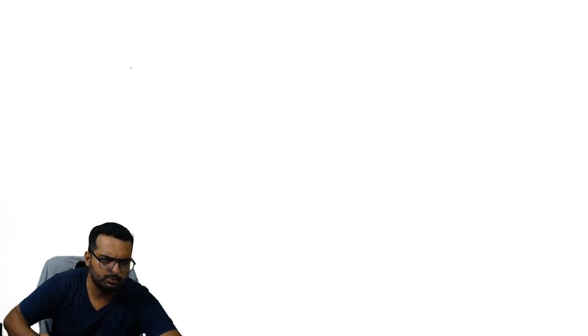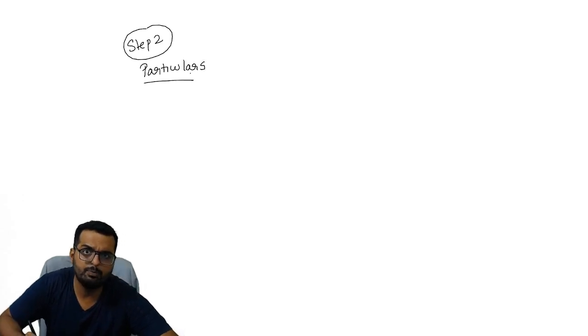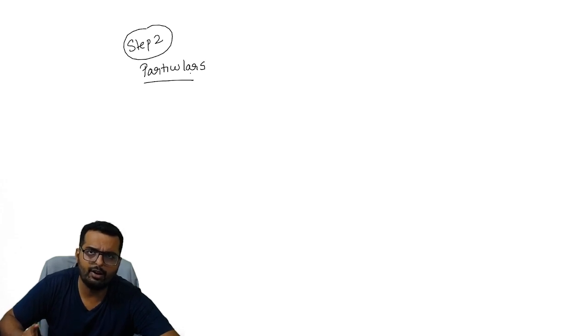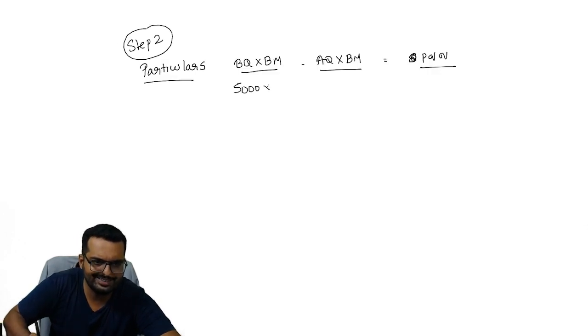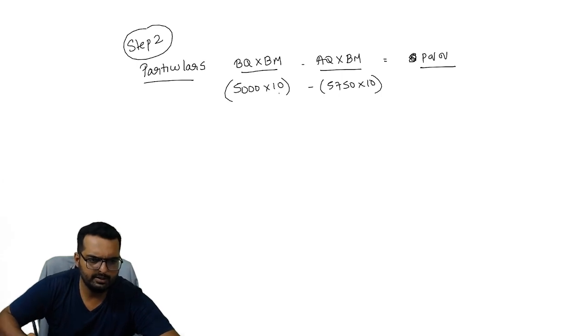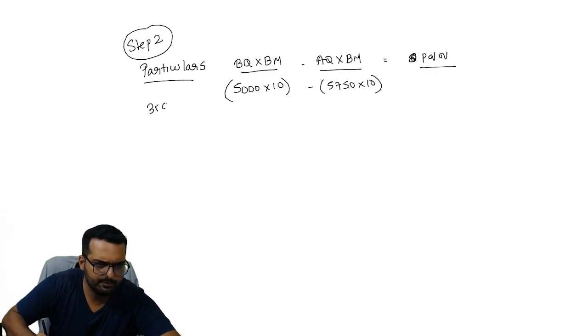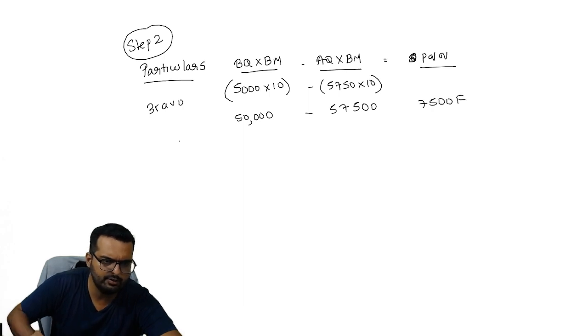I'll then write down step two. Here I'll draw the table like this, particulars. I will now find out profit volume variance. How do you find out profit volume variance? That will be again 1 minus 3, right? So 1 minus 3 will be BQ into BM, minus AQ into BM. This will give me PVV or profit volume variance. Now tell me how much is BQ into BM? That will be 5000 into 10. Minus here it will be 5750 into 10. So 50,000 minus 57,500. Do I get the answer as 7,500 favorable? Like this, you are supposed to do for Champ and Super.